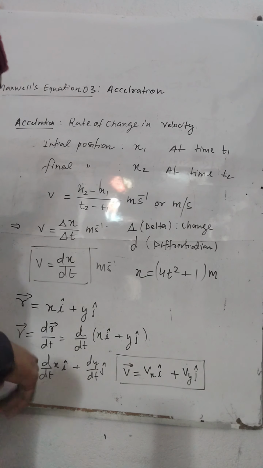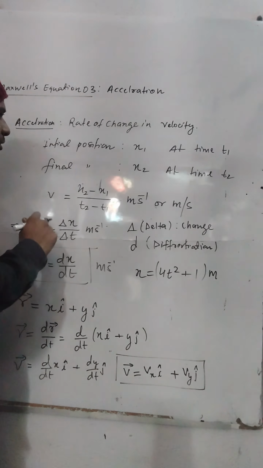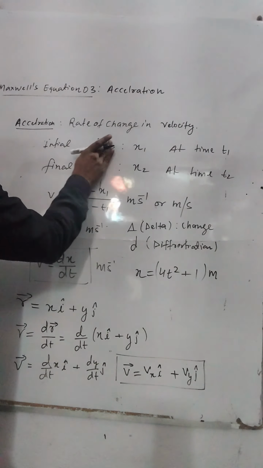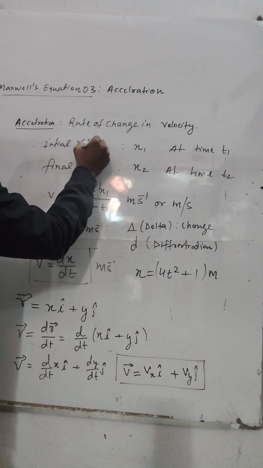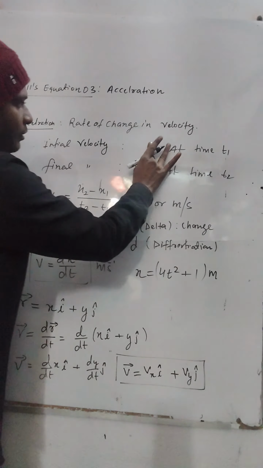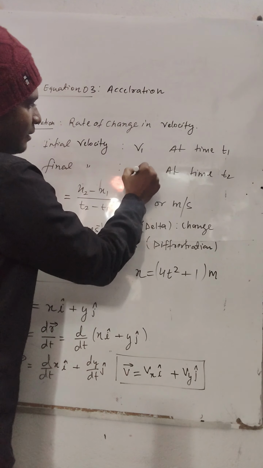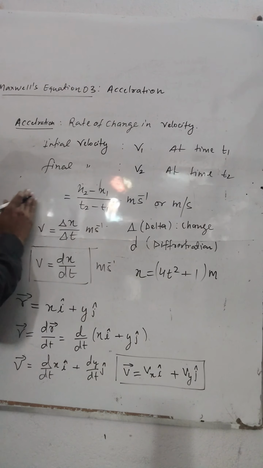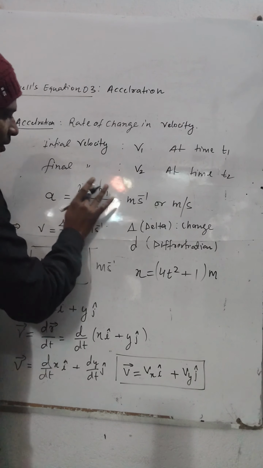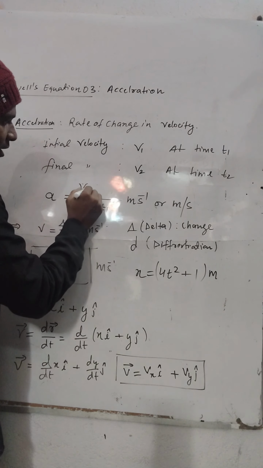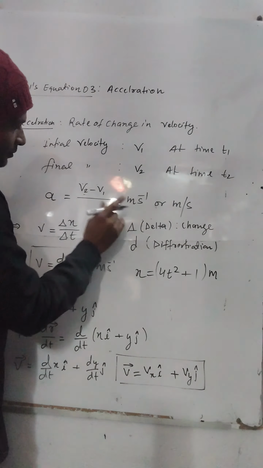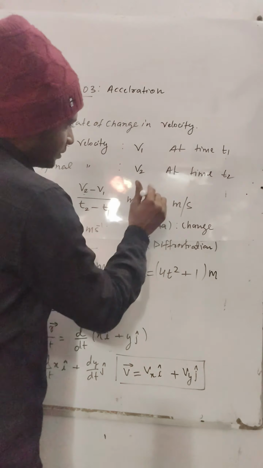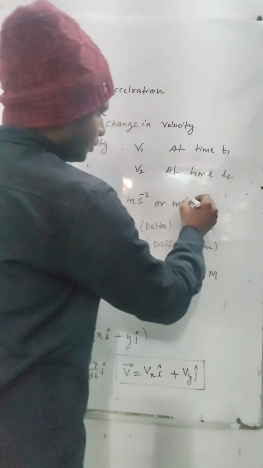So how would the rest of the formula alter? Suppose instead of initial position, we have initial velocity v1 and final velocity v2 at times t1 and t2. So the acceleration becomes change in velocity upon change in time, and the unit becomes second to the power minus 2.